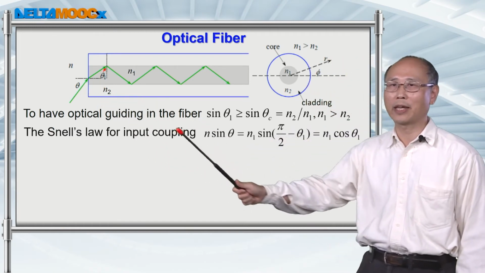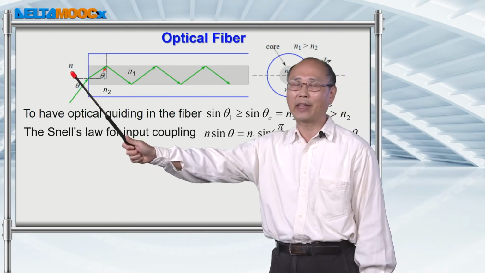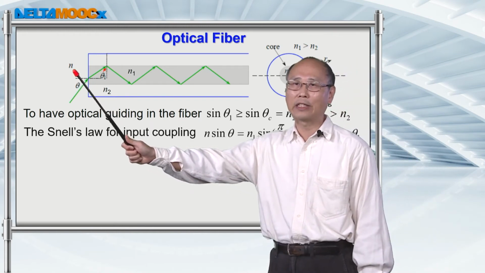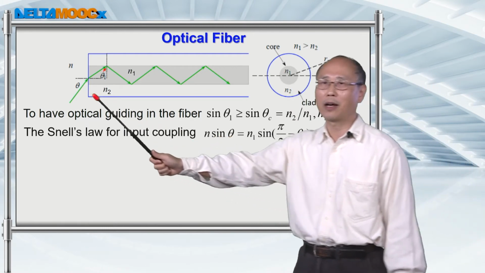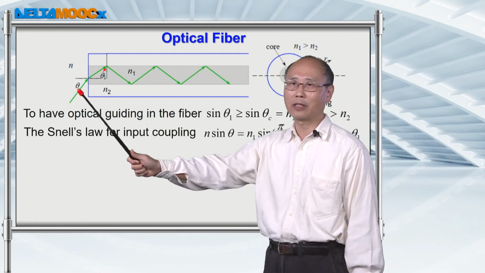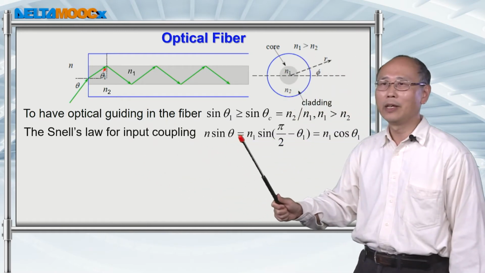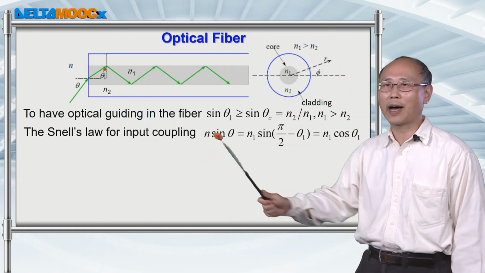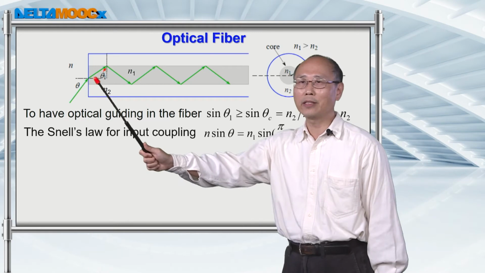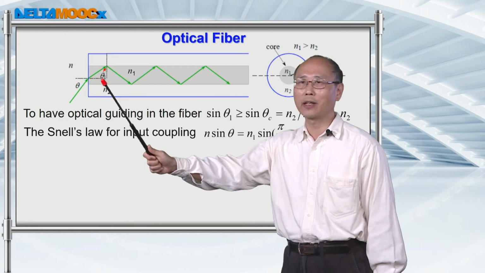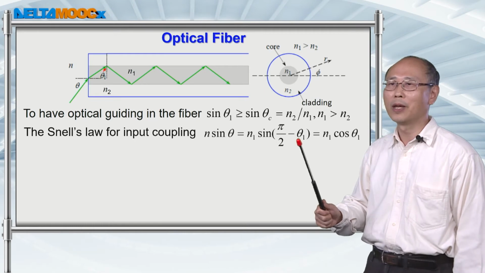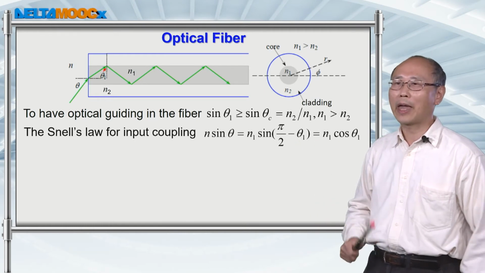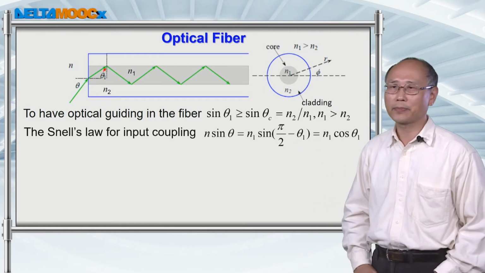Snell's law tells you that if I have a refractive index of n here, quite often this n is air, equal to 1. So you have n sine theta for the incident angle theta here, equal to n1 sine of this angle. And this angle is equal to 90 degrees minus this theta 1. So I put 90 degrees minus theta 1 here, which will give you n1 cosine theta 1.